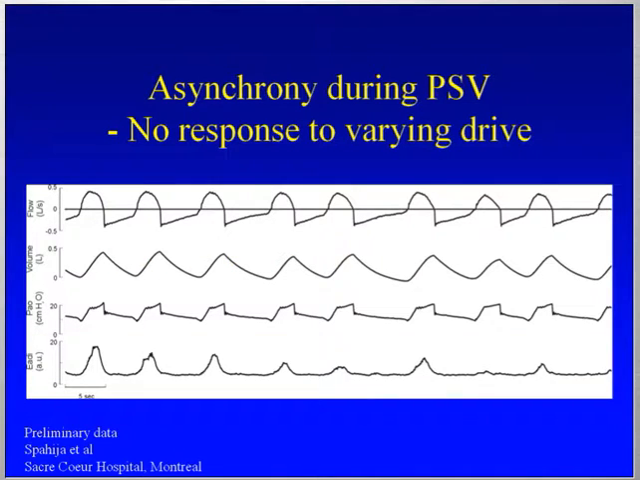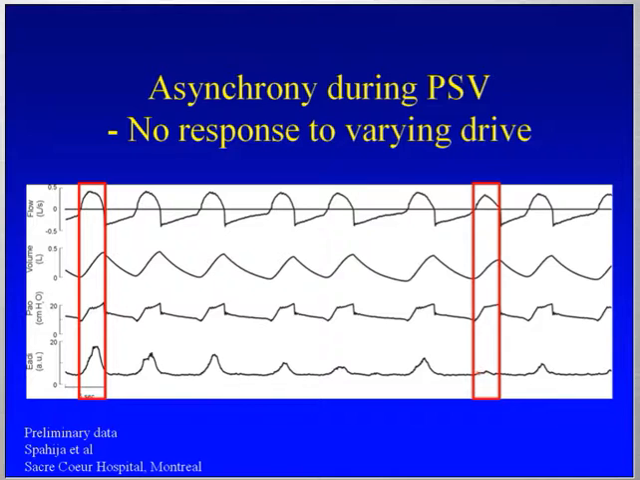Now, when I show you what the diaphragm electrical activity is doing, you can see that there's actually quite a variation in the respiratory drive in this patient. In one breath, you can have a high level of diaphragm activation and receive a certain amount of assist. In another breath, you can have a very low diaphragm activation and still receive the same amount of assist. And again, you'll notice that for the same electrical activation, this breath was triggered, but this one was not.